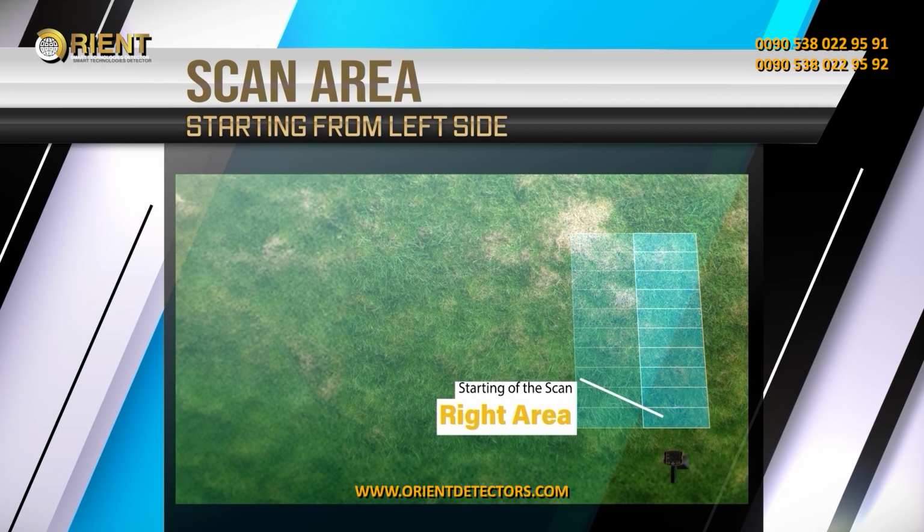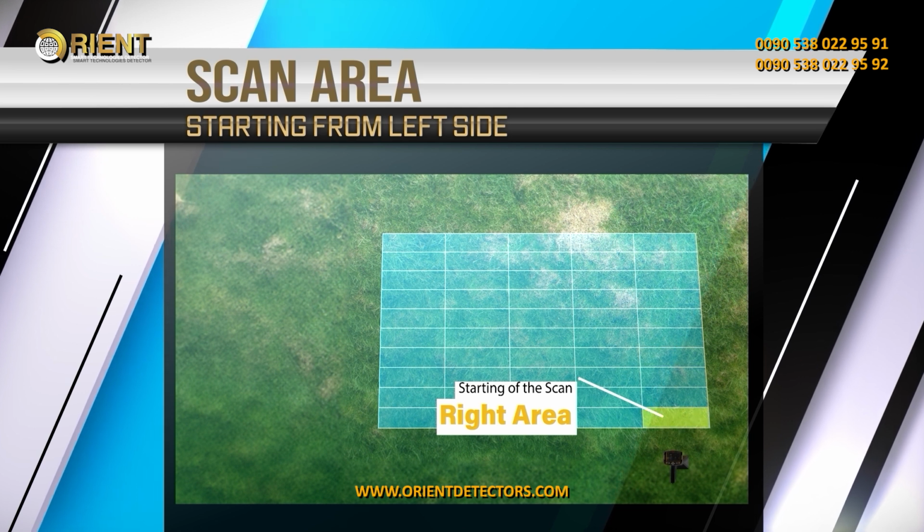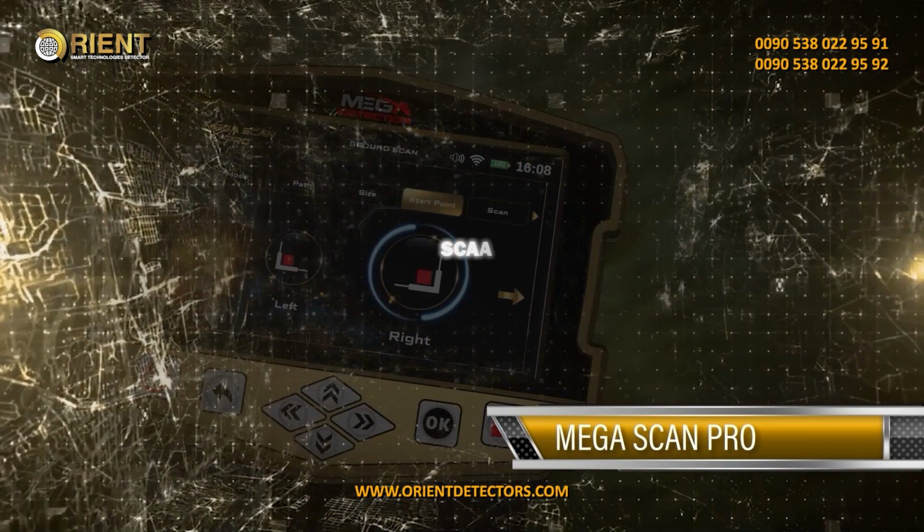The start of the scan process is from the lower right corner of the scanning area. The location of a starting point can be selected using the left-right arrow buttons, then pressing the OK button. Scan.